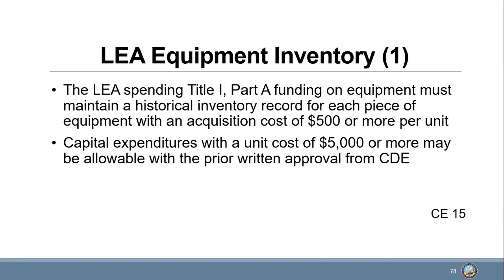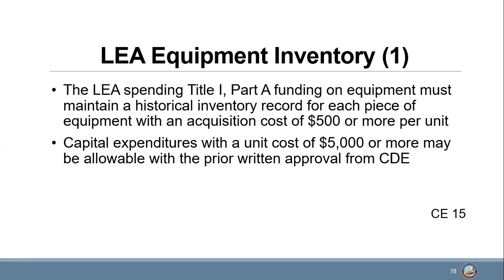This is the inventory. As you could see, anytime you use Title I funds and you purchase items that per item, the cost is $500 or more, you need to keep a detailed inventory. And what is in that inventory? Please look at the instrument or the CMT for the list of columns that need to be included in that inventory.